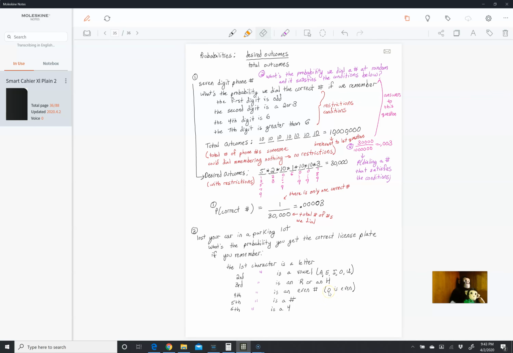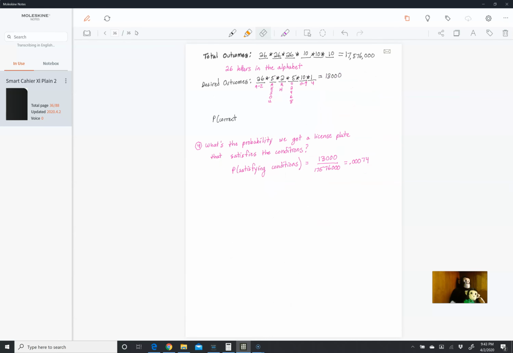Just so that you know, 0 is even, okay? Anything divisible by 2 is even, so 0 divided by 2 is 0, it's an integer, so it's even. 2 minus 2 is 0, so it's even. The fifth character you just remember as a number, and the sixth one you remember is a 4, so you have an exact number there. Okay, so let's go through and calculate these probabilities.